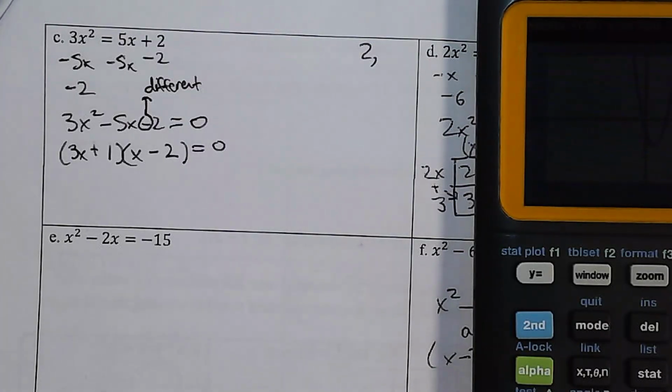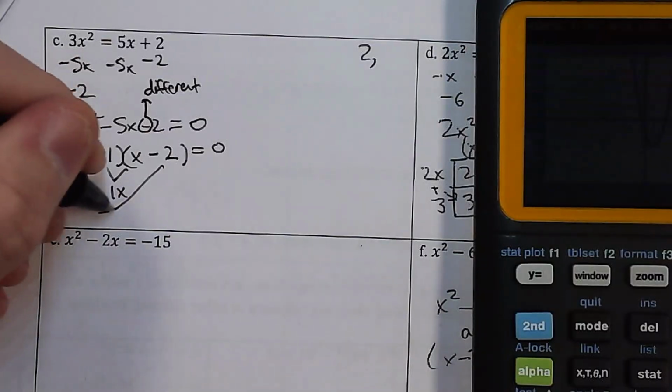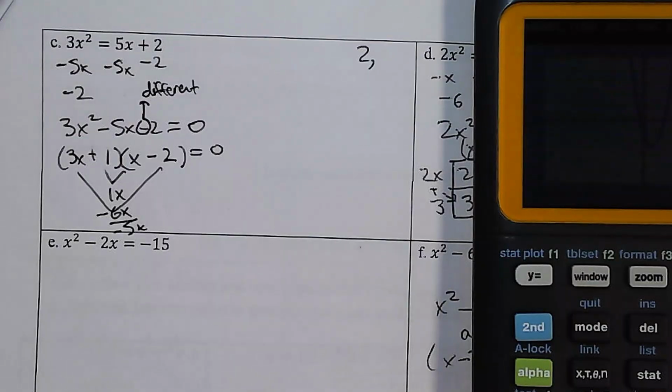All right. So I multiply that. Let's check and see if that worked. 1 times x is 1x. 3x times -2 is -6x. That adds to -5x. So that worked.